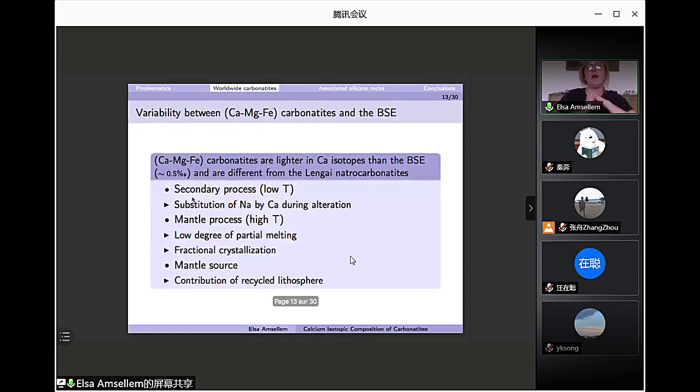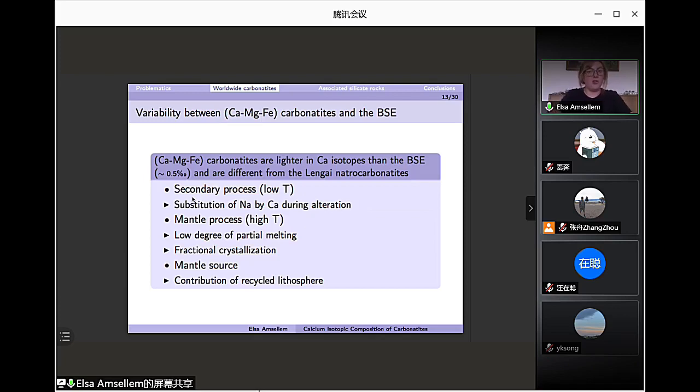So these observations make us question: how can we explain that the calcio-magnesio-ferrocarbonatites are lighter in calcium isotopes compared to the BSE, the bulk silicate Earth value, and also why they are different from the Lengai natural carbonatites?